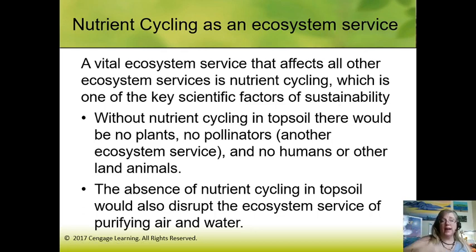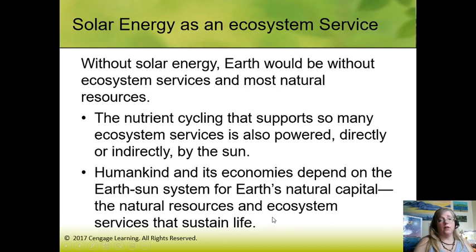If we couldn't recycle the nitrogen, after one thing dies, it has to get decomposed and made available for the next thing to live, the next generation. So the absence of nutrient cycling in the topsoil would disrupt every ecosystem service, even purifying air and water and all of them. And then without solar energy, the earth would be without all of this stuff. Okay, so the nutrient cycling that supports so many ecosystems is also powered directly or indirectly by the sun.